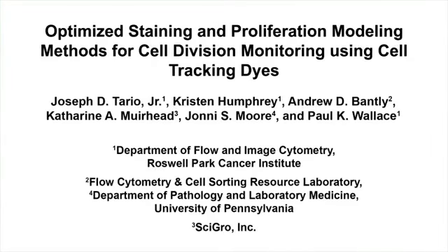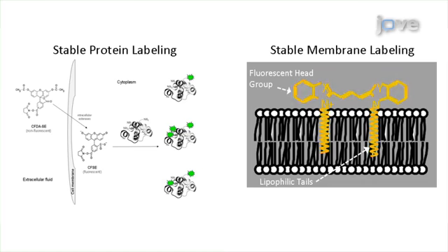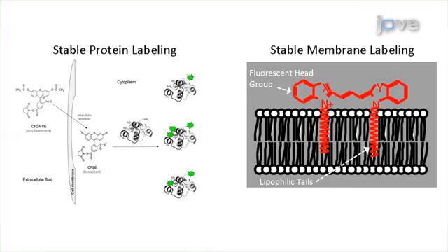The overall goal of this method is to use cell tracking dyes to directly quantify the extent of cell division for different immune cell subsets within complex populations. This is achieved by first labeling the parent cell population with a fluorescent dye known to give stable binding to cellular proteins or to intercalate non-covalently into cellular membranes.